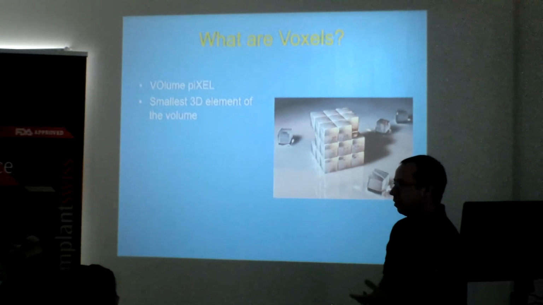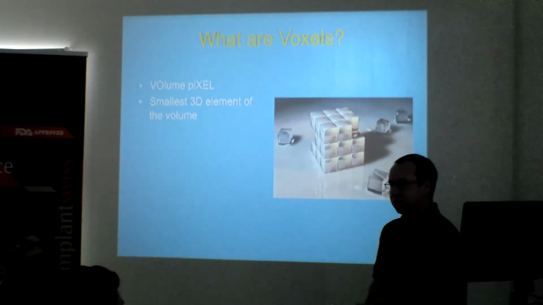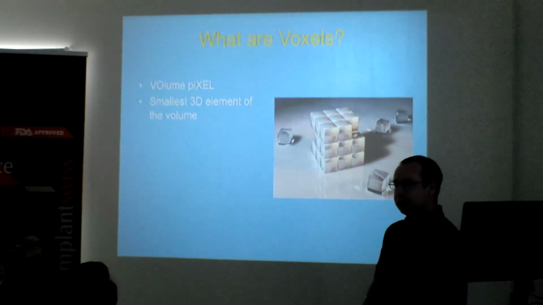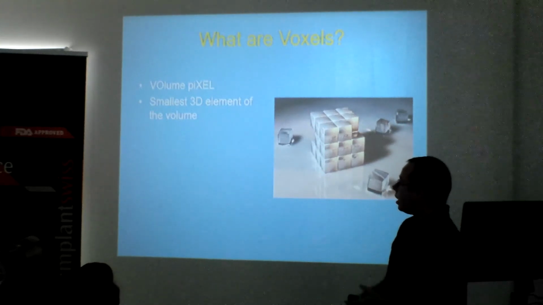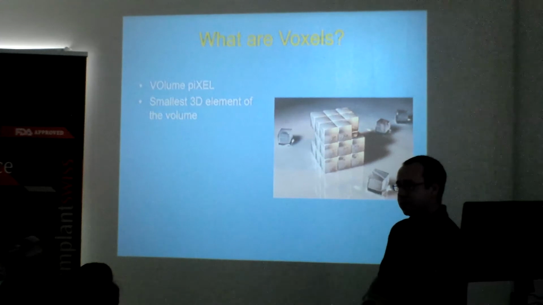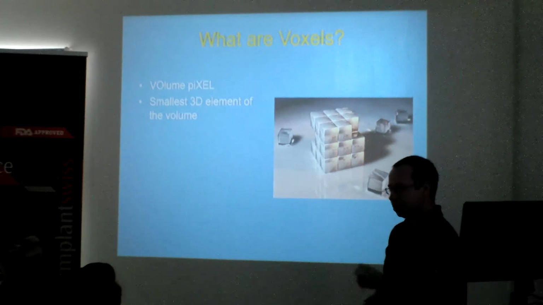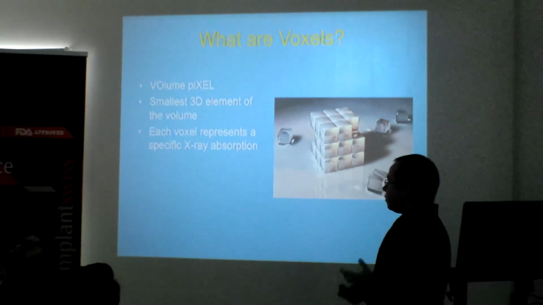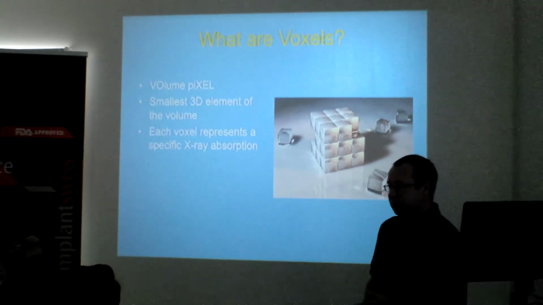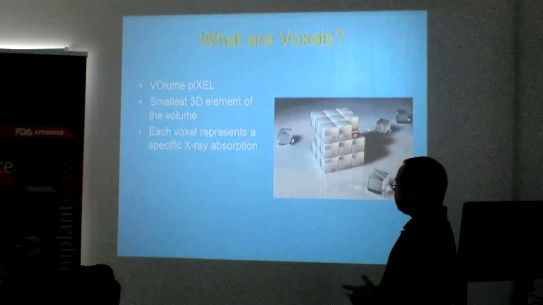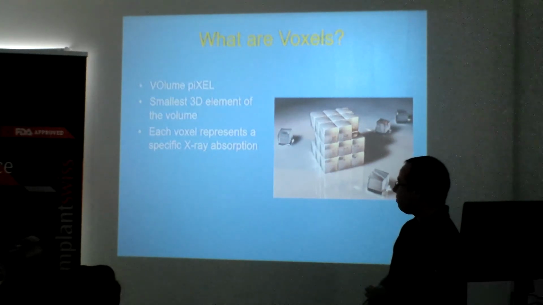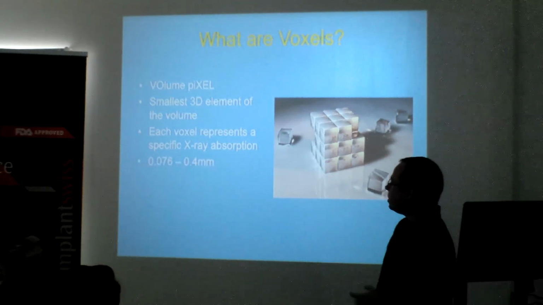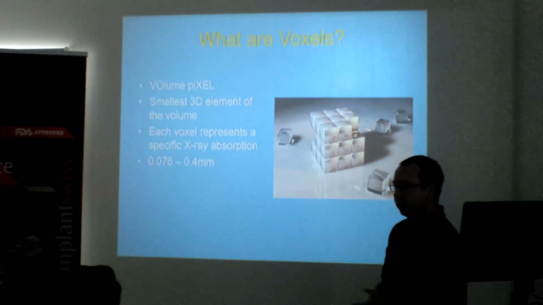So, for example, if you were doing an endodontic case and you're looking for a very fine fracture, then clinically you feel that it is there. If the crack in that tooth is actually smaller than the smallest voxel size that you use, you won't see it on the scan, because you're not getting a resolution high enough and sharp enough to actually see it. Each of these voxels represents an individual X-ray absorption of the exposure, so each one has its own little grey level. And they currently range between 0.076 to 0.4.